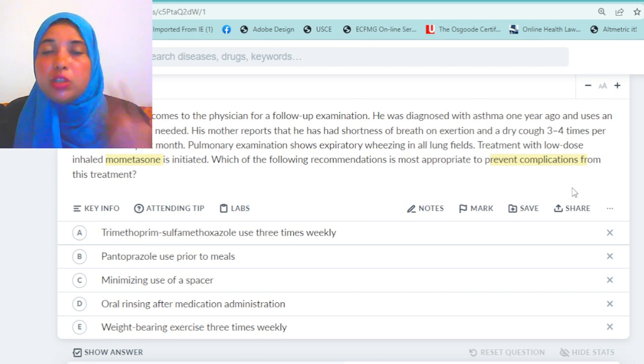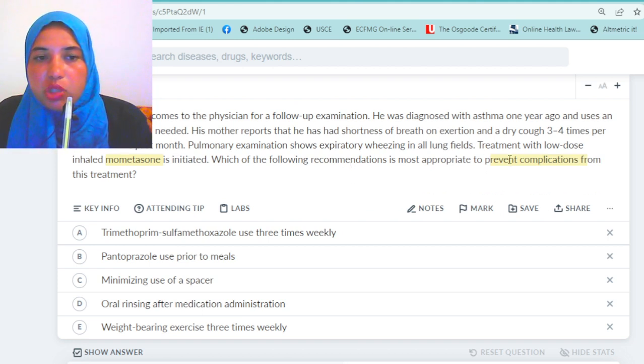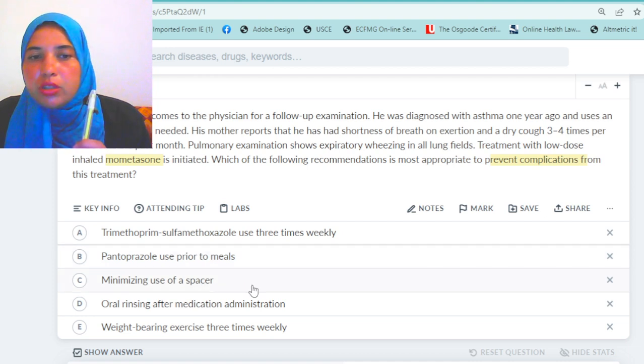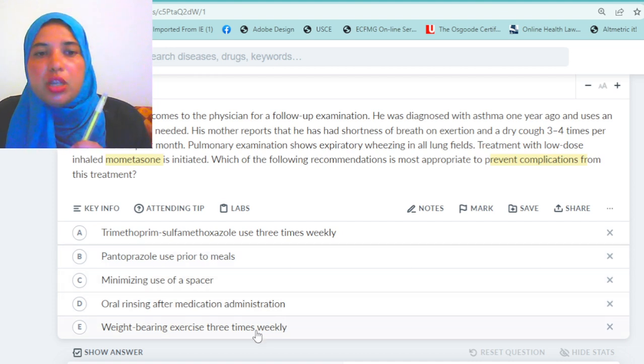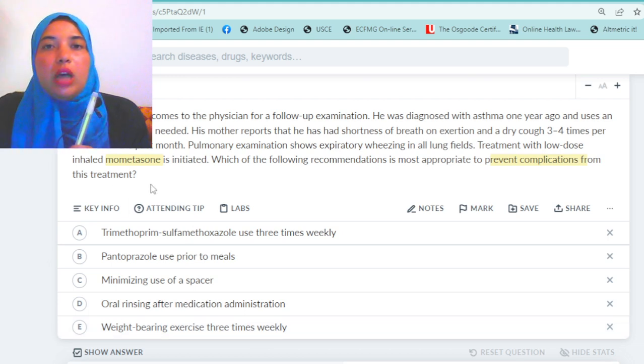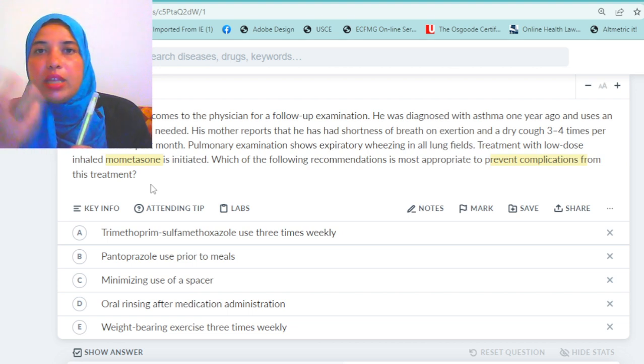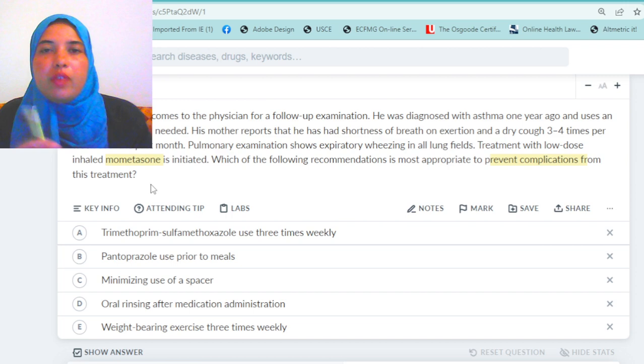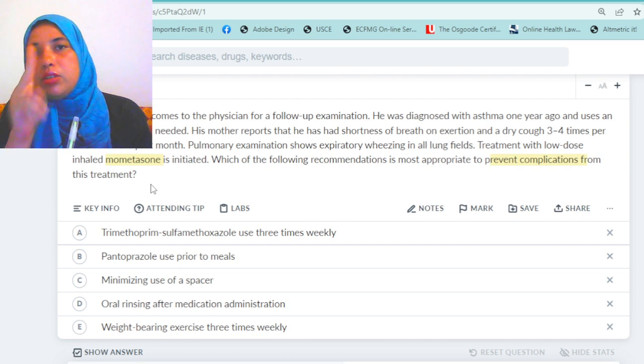There are moments where you will realize this, okay? So for example, which of the following recommendations is most appropriate? We can see: use this 3 times daily, pantoprazole used prior to meals, minimizing use of a spacer, oral rinsing after medication administration, weight-bearing exercise 3 times weekly. Well, I know I'm dealing with a corticosteroid. Again, I haven't read the rest of the clinical vignette. I know from my studies that if I'm using an inhaled corticosteroid, we can increase the risk of an oral fungal infection, candidiasis. So you want to do a mouthwash to prevent that. So without reading the rest of the question or the clinical vignette, I can answer the question then and there just by reading the last 2 sentences.